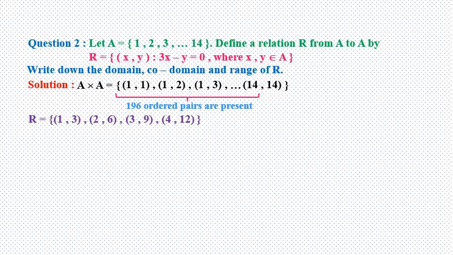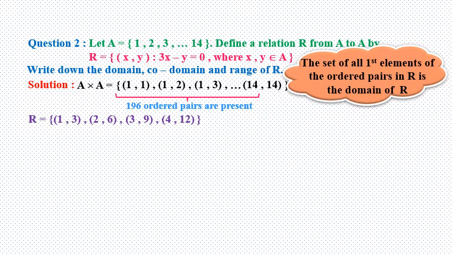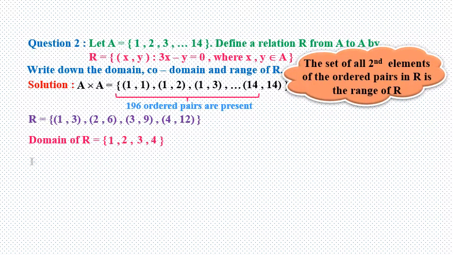So this is our relation. You should not take the next number. Why? Because if you take x equal to 5, then it will be 15, but 15 is not present here. The set of all first elements of the ordered pairs of R is the domain. Let us write the domain: 1, 2, 3, 4. This is my domain here.